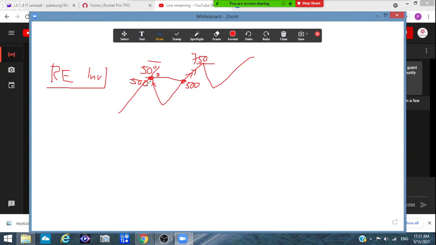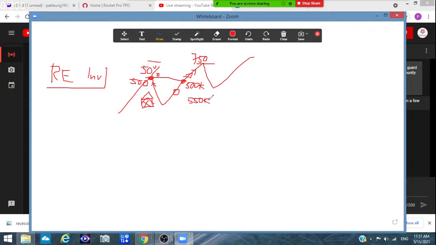So what do you do if you have a house here, and let's say you have equity in there? You sell it for 500,000, or a little bit higher. Typically, it's a little bit higher, so you sell it for 550.